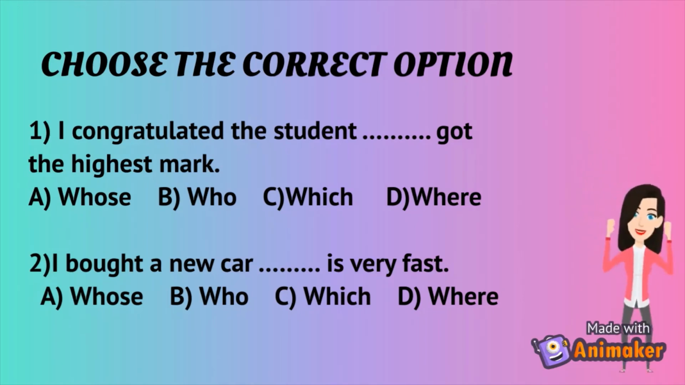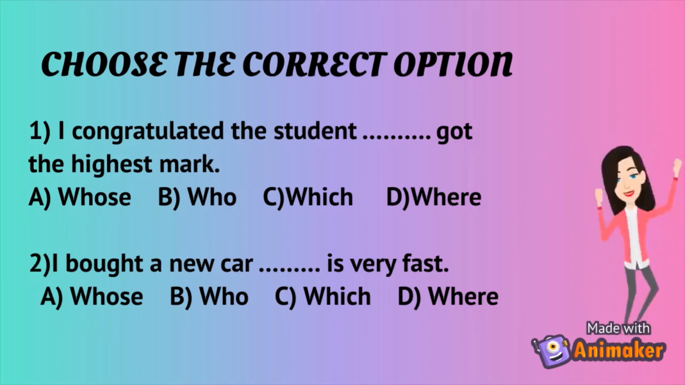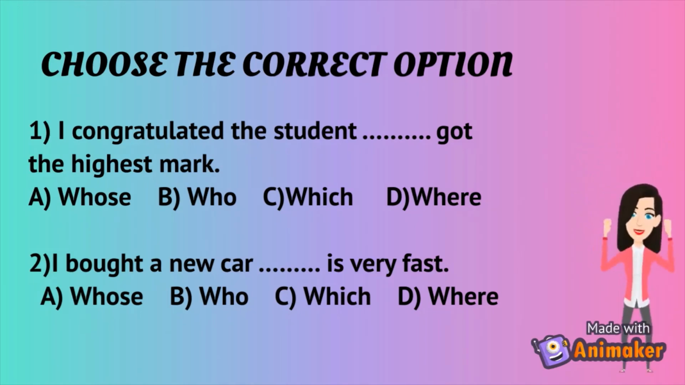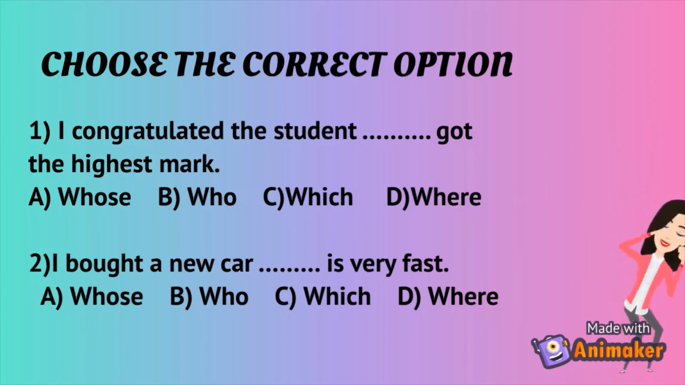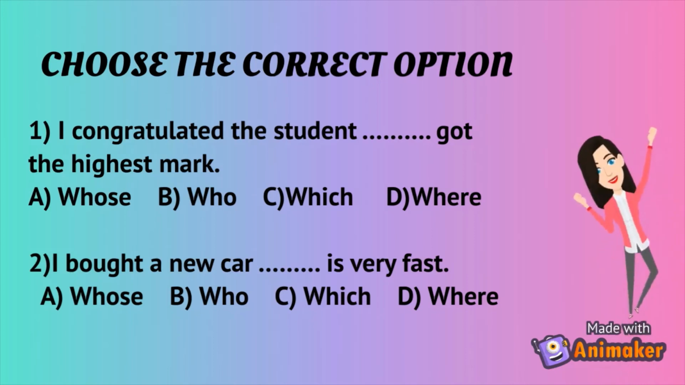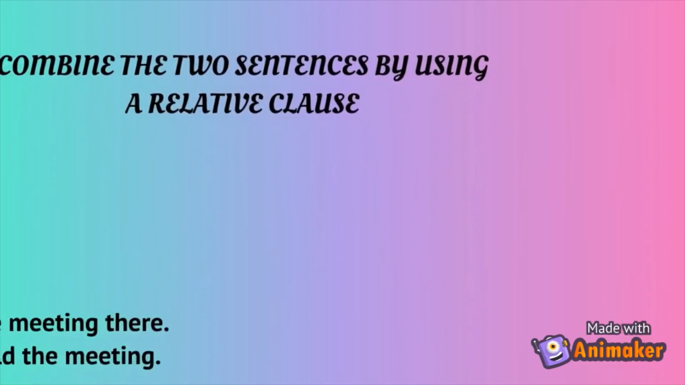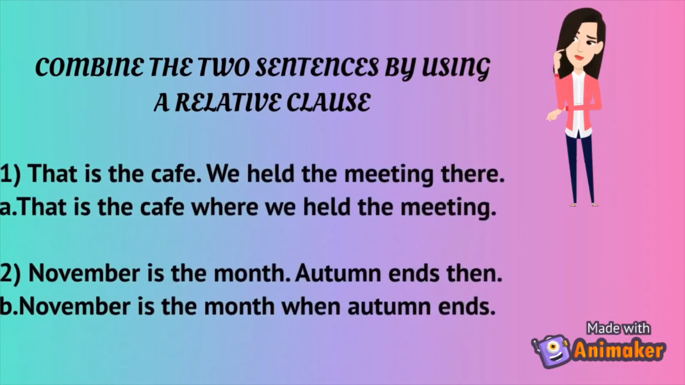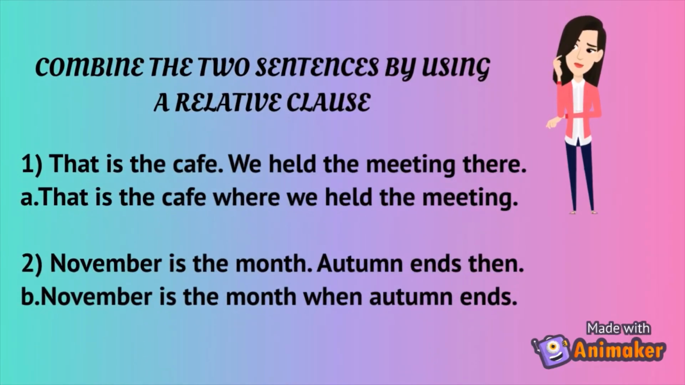Second, I bought a new car, blah blah is very fast. A, whose, B, who, C, which, D, where. We should look at a new car. Car refers to an object. For objects, we use the relative pronoun which. So, the answer is C, which. Let's continue with another exercise. I want you to combine the two sentences by using a relative clause.